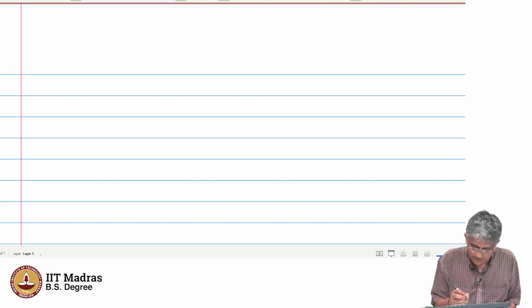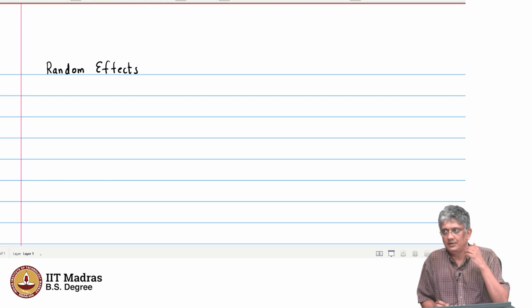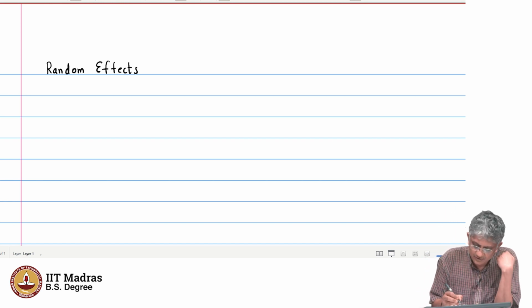So this week's topic is going to be random effects. This is a little bit more general version of ANOVA that we're going to discuss. We'll have two parts to it. One is we will do a one-way random effects ANOVA.